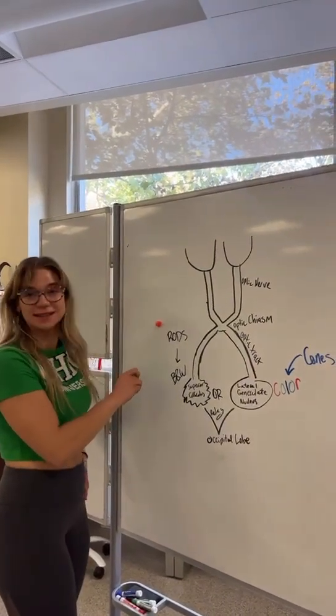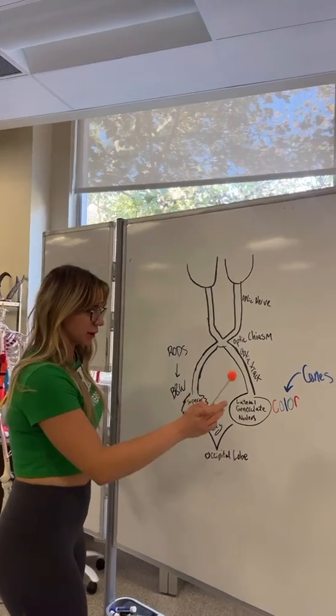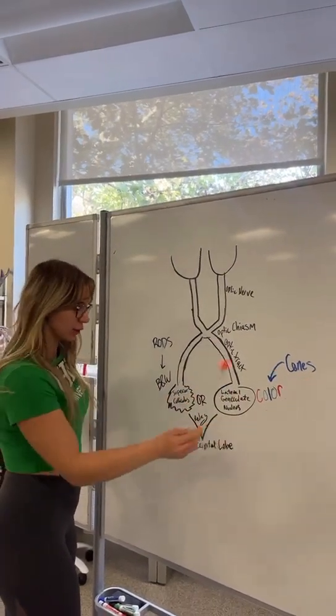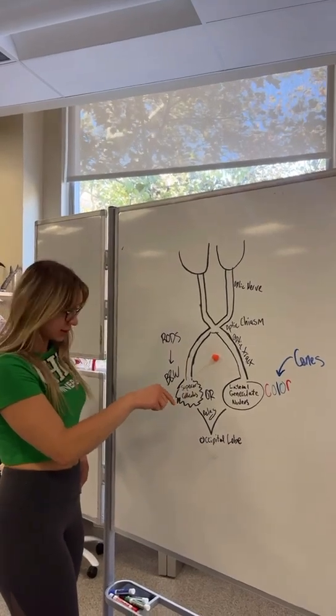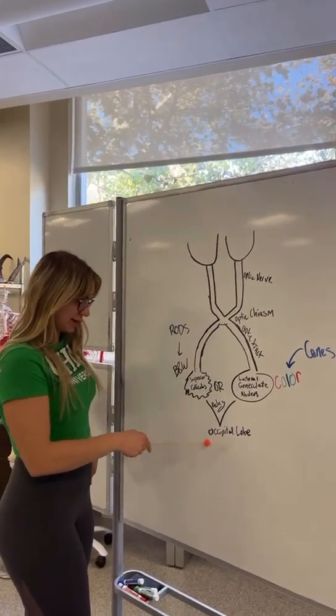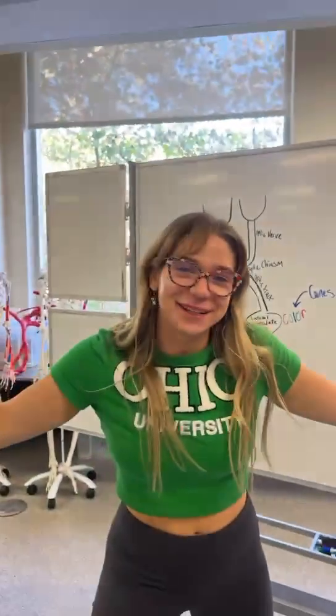For the rods that detect the black and white, it will go to the superior colliculus. For the cones that detect color, it will go to the lateral geniculate nucleus. And these both serve as a relay center to the occipital lobe that will make sense of what it saw. And that is the light pathway.